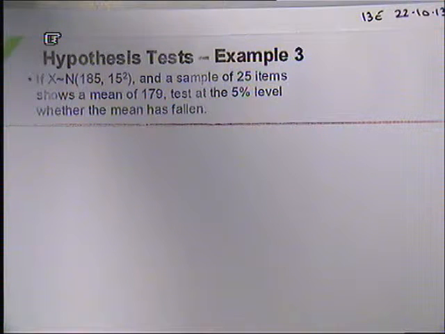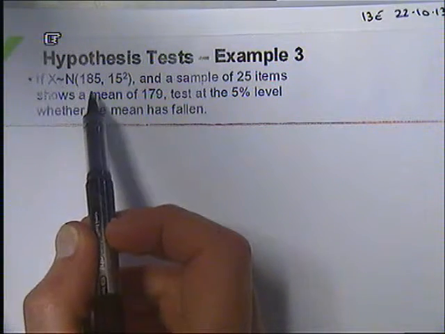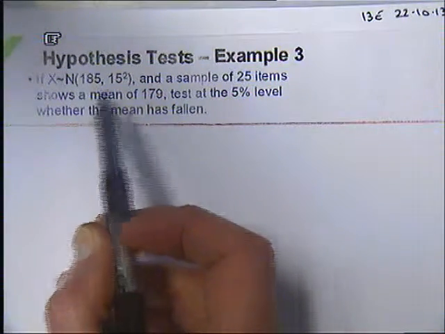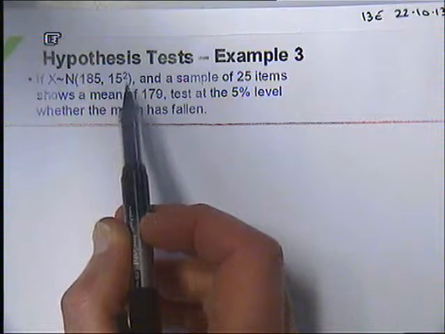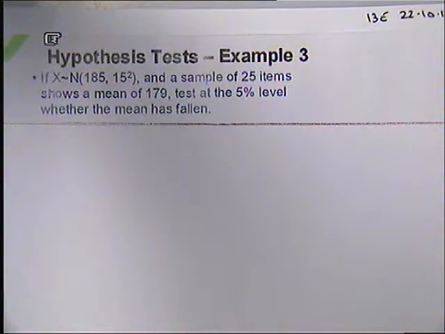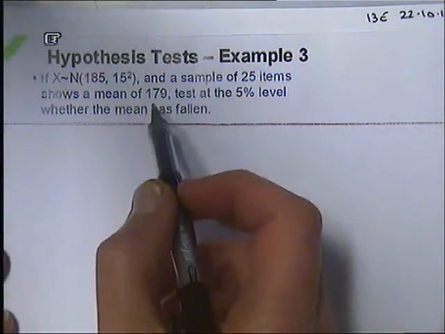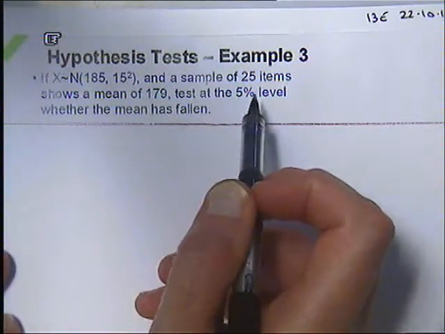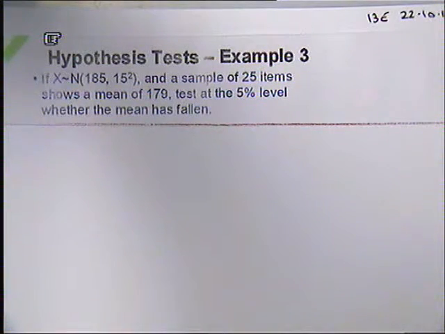So the next example we're going through, example number 3, says X follows a normal distribution, mean 185, variance 15 squared, and a sample of 25 items is taken, and the sample mean, x bar, is 179. We have to test at the 5% level whether or not the mean has fallen. So basically, do we still believe the population mean is 185, or has the population mean fallen?